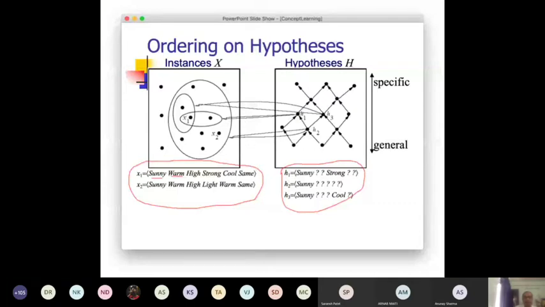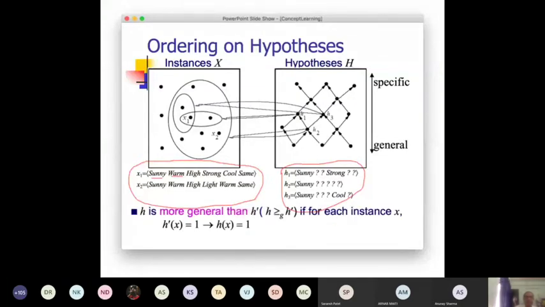Let me change the pointer option to arrow. Right, so this is what you see: we say a hypothesis is more general than another hypothesis, H prime, and this is denoted by this particular symbol.